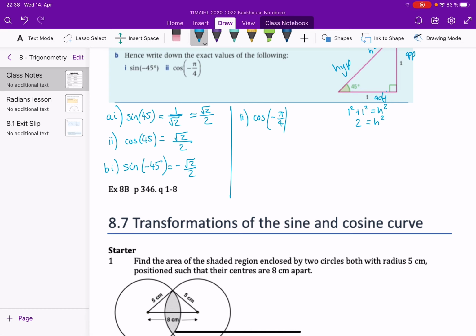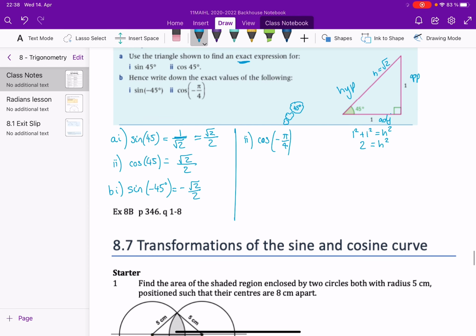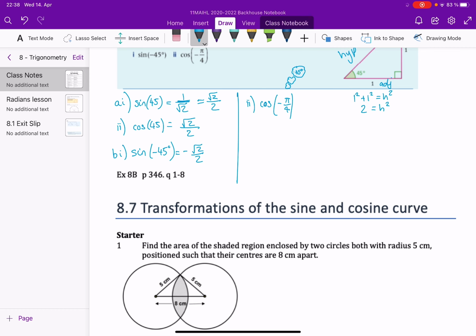Cos negative pi by 4. Now, everything up until this point has been in terms of degrees, so I need to think about what this is in terms of degrees. What's pi by 4 in terms of degrees? Well, pi is 180, pi by 2 is 90, pi by 4 is 45. And of course it was going to be 45. Look at all the other angles, they're all 45. So I'm thinking negative 45 degrees.